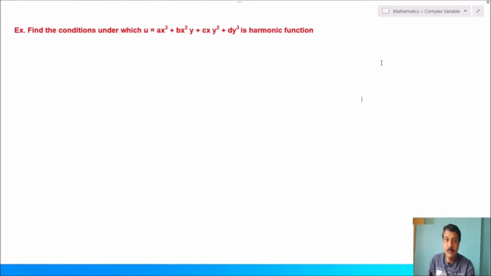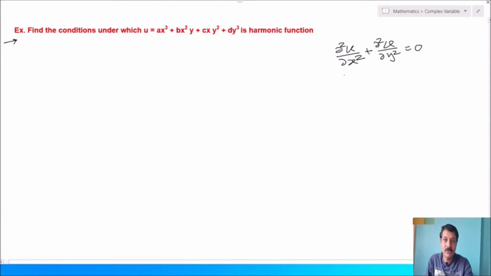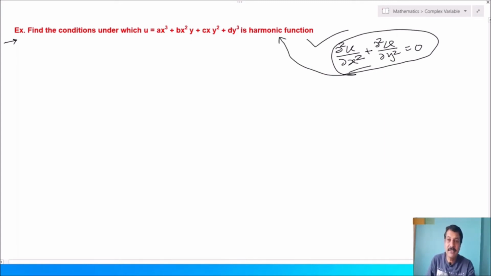Now consider one example on harmonic function. Find the condition under which u equal to ax cube plus bx square y plus cxy square plus dy cube is harmonic function. So what is meant by harmonic function? You know, any solution of Laplace equation is known as harmonic function. It means that del square u by del x square plus del square u by del y square equal to 0. So it is harmonic, right? It satisfies this equation. And by using this, we have to find values of a, b, c and d.